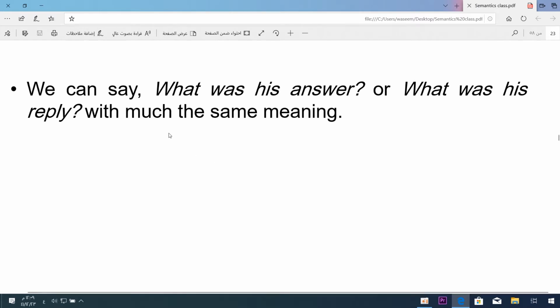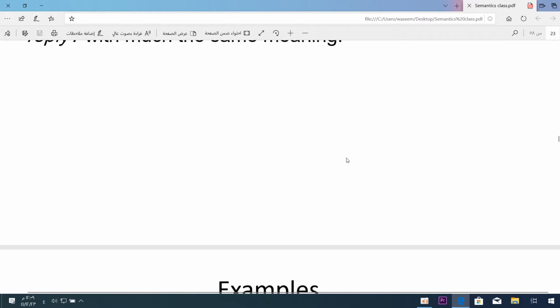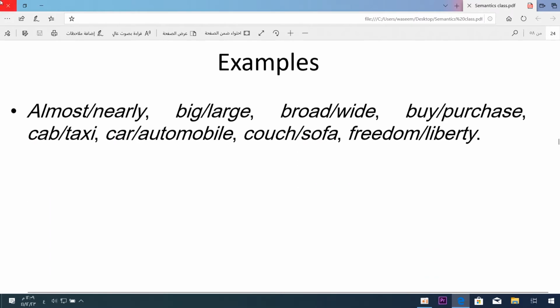Examples, as you read: almost, nearly. I would say almost 7 people came to the meeting last week. Nearly 7 people came to the meeting last week. I nearly finished my work. I almost finished my work. I would say almost 70% of the students, I would say nearly 70% of the students, so both have identical meaning or an identical sense.